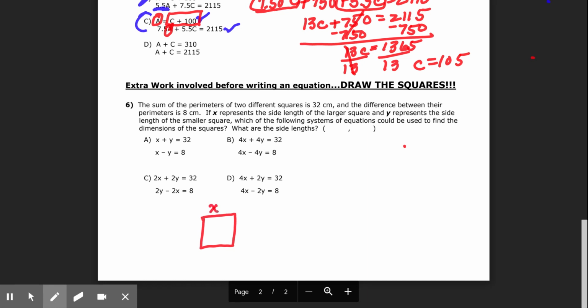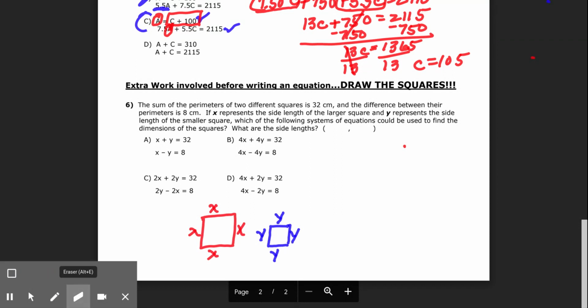Okay, so that means here, here, here. And then it says, and y represents the side length of the smaller square. So you're going to have y, y, y, y. Which of the following systems of equations could be used to find the dimensions of the square? What are the side lengths?